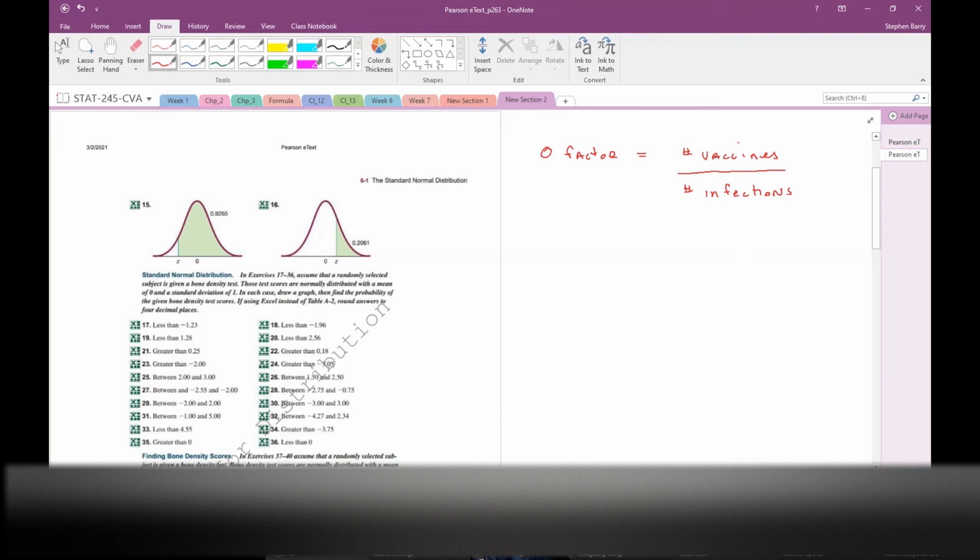But I like it. So right, as your vaccines increase or as your infections decrease, so there's two ways to get this number up, right? A big O factor is good. And there's two ways to do it, right? Either you increase your vaccines or you decrease your infections. It doesn't really matter which way you do it. Ideally, you would do both.